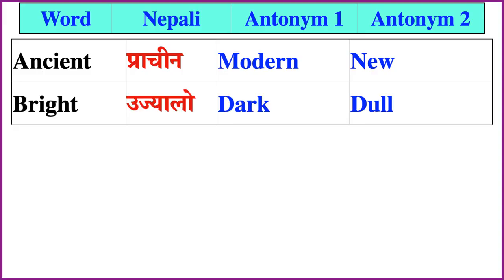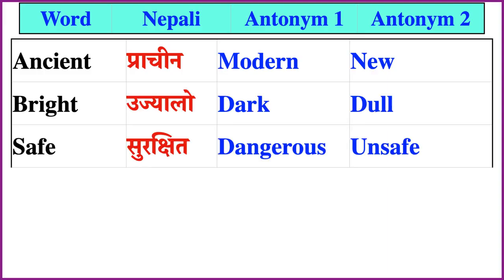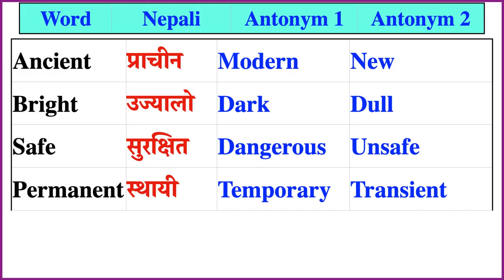Bright भनेको उज्यालो. And then antonyms are dark and dull. Safe भनेको सुरक्षित. And then antonyms are dangerous and unsafe. Permanent भनेको स्थायी. Antonyms are temporary and transient.